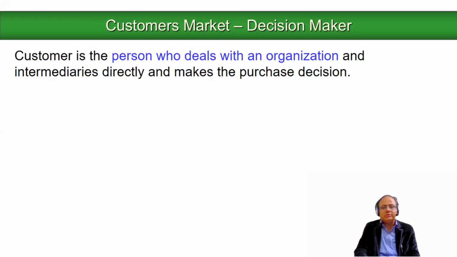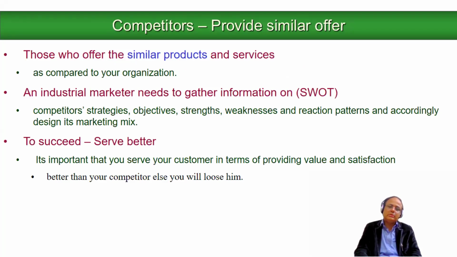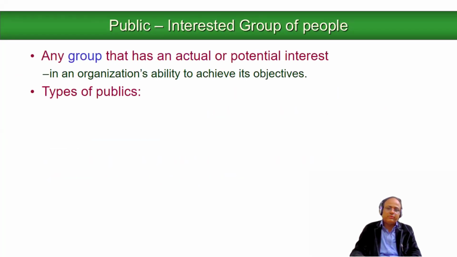Then come the customers themselves, who are the decision makers, who deal with the organizations and intermediaries directly and make the purchase decisions. Then the next component in the microenvironment is the competitors, who are providing a similar offer. So, an industrial marketer needs to gather information on SWOT, competitor strategies, their strengths and weaknesses, their reaction patterns. To succeed, you need to serve better as compared to your competitors. Otherwise, you will lose your customers and the value and satisfaction.